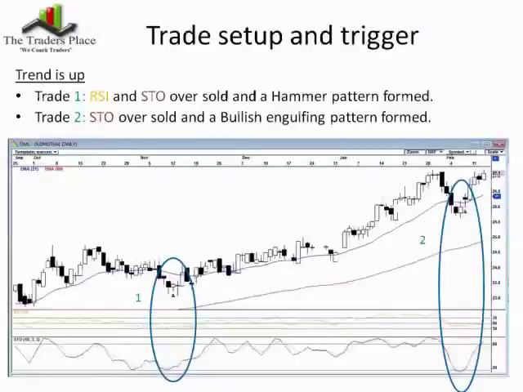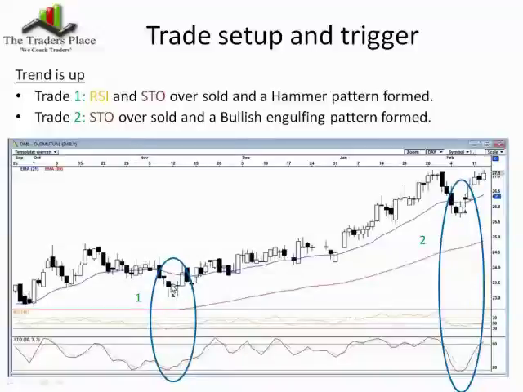Okay, I'll put some details into this slide. The trade setup and trigger. Trade number one, we can see this is Old Mutual. On the left-hand side, quite simply, the stochastic was just above 20, just touching 20. The RSI had crossed below 20, and we got a buy signal from that, the little green arrow over there.